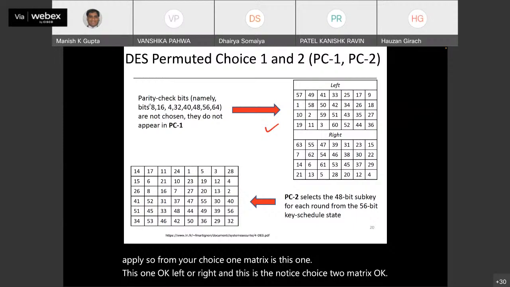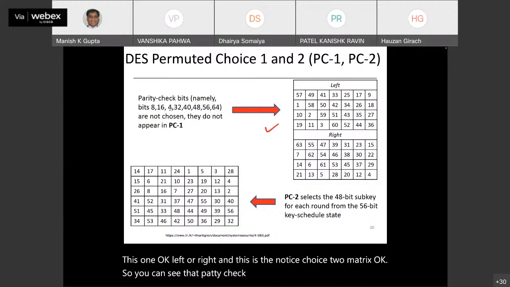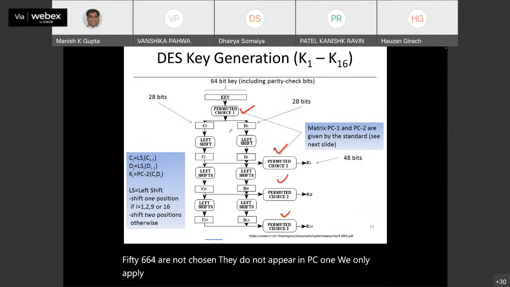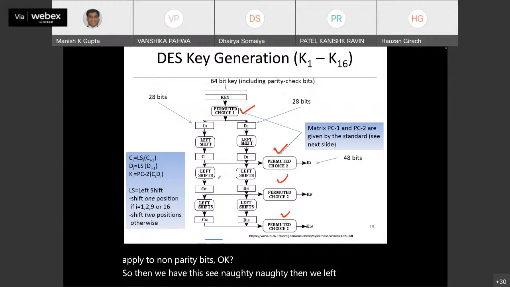So you can see that parity check bits, namely 8, 16, 24, 32, 40, 48, 56, 64 are not chosen. They do not appear in PC1. We only apply it to non-parity bits. Okay, so then we have this C0, D0, then we left shift, we are doing some shift operation.